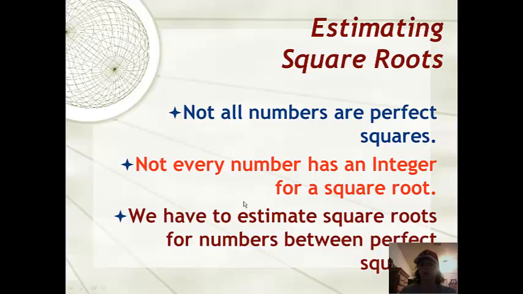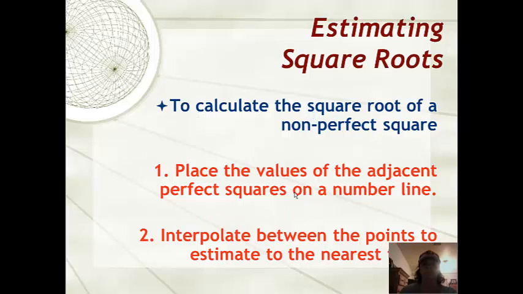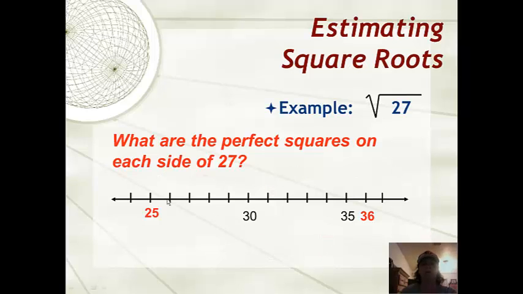So we have to estimate square roots for numbers between perfect squares. We need to find the perfect square that goes before 27, and the perfect square that goes after 27. To do this, we are going to take those perfect squares, the ones adjacent to the number 27, and place them on a number line. Then we're going to interpolate between the points to estimate to the nearest tenth. We're going to count the proper tick marks in between to find the estimation of the square root of 27. So here we have our number line.